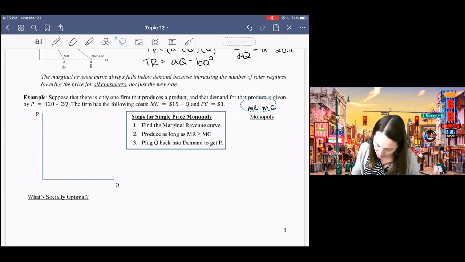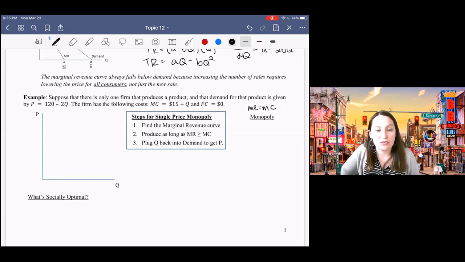So here's our important thing to remember. Always, marginal revenue is equal to marginal cost in the continuous problem. In a discrete problem, we want to produce as long as marginal revenue is greater than or equal to marginal cost. So first step is to find marginal revenue.